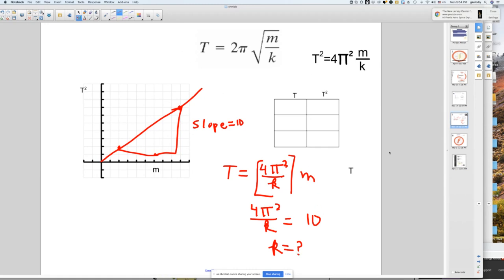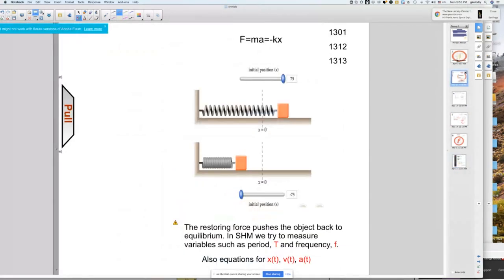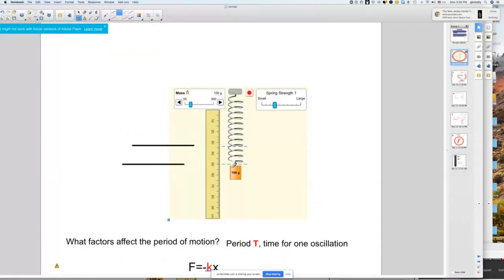And then you're going to compare it to the k you found when you hung the weight. When you hung the weight over here, when you stretched the distance x, kx is equal to mg, which is 100 times 9.8.